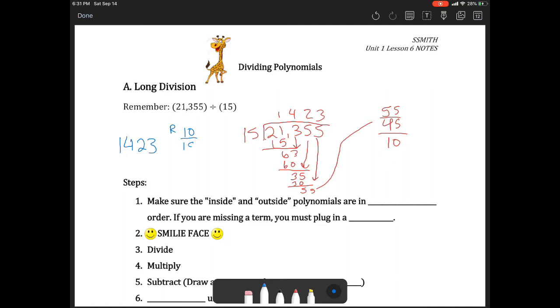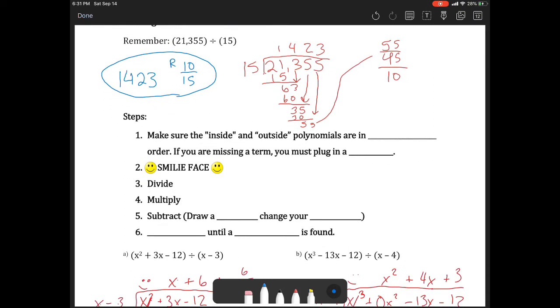So we're going to walk through these steps on how we're going to do that. So first step is we're going to make sure that the inside and outside polynomials are in descending order, which means that it needs to be your biggest one, your x squared, then your x, then your term. If you're missing a term, so if you have an x to the third, then an x, then a zero, and then a number, you're going to have to replace it with a 0 term so that you can do the division correctly. Anytime that you have to fill in a space, we're going to do a smiley face for that spacer. And I'll show you that on our first example.